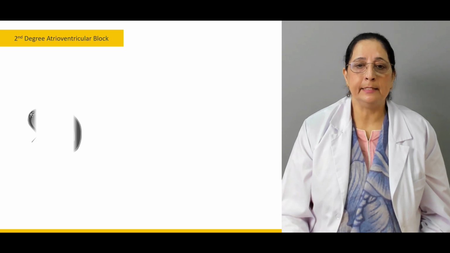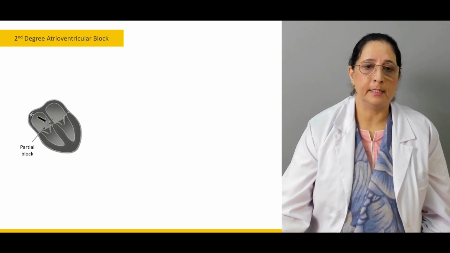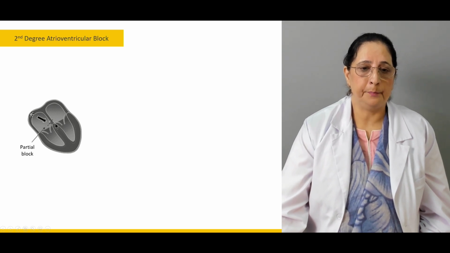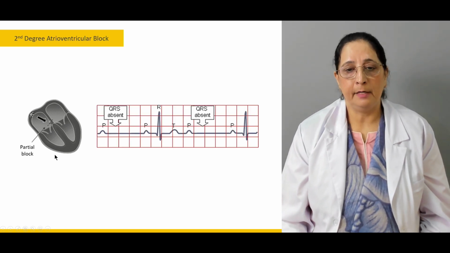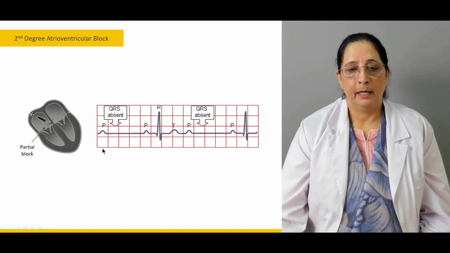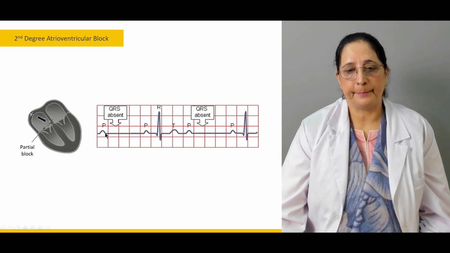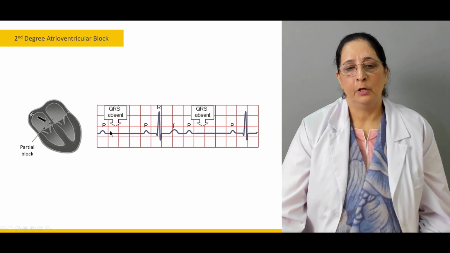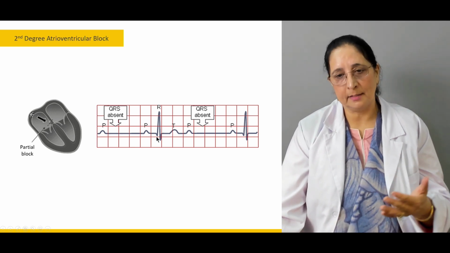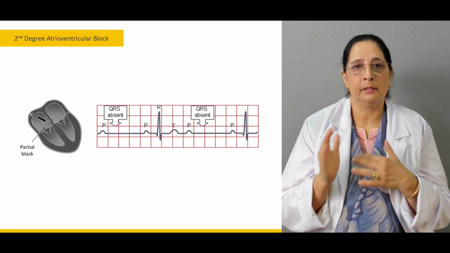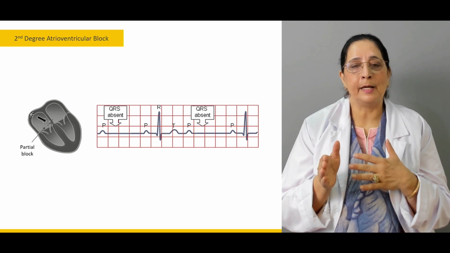Next, if there is second degree AV block, a partial block, this is the picture that shows the partial block, not a complete block. That's the second degree AV block. And usually we have the QRS complex absent in some cycles. You can see we have a P wave, no QRS, then a P wave, and there is a QRS complex. So there is a partial block.